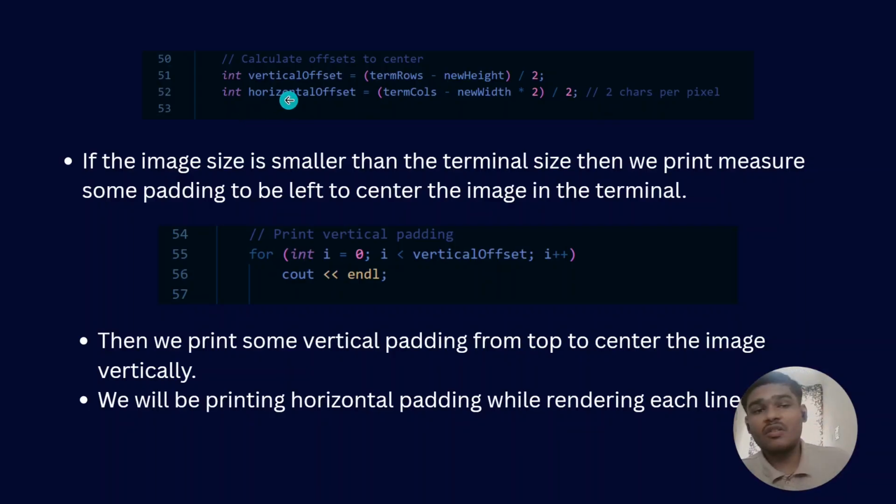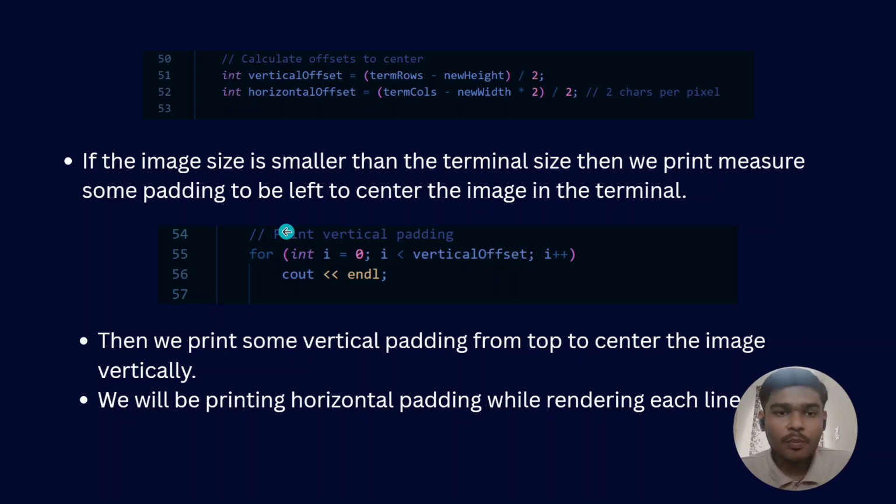And the next is horizontal offset. For horizontal, we will be leaving some on the left and some on the right, so again we need to divide it by 2. And here you can again notice the factor of 2 multiplied with the new width because we are printing each character twice. And then here we begin with our actual printing process.